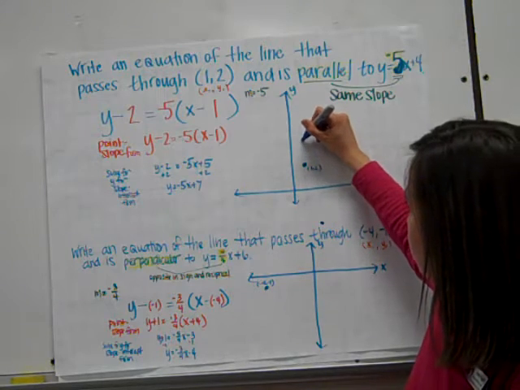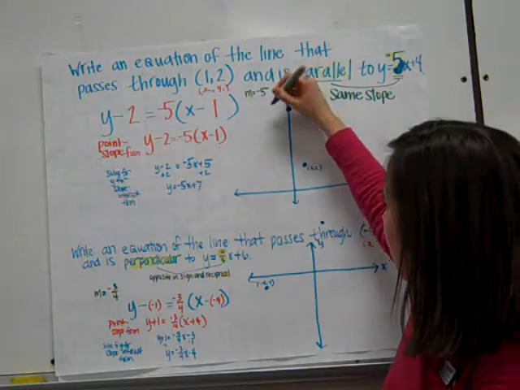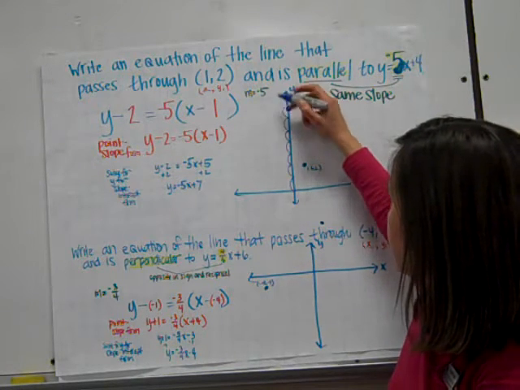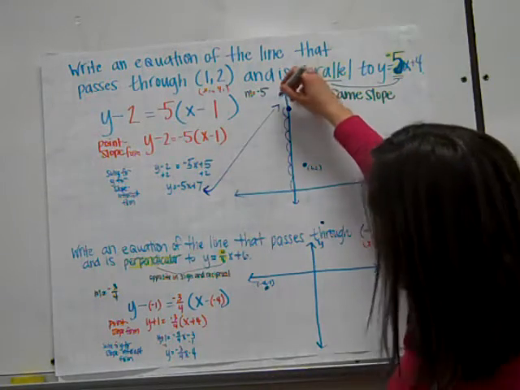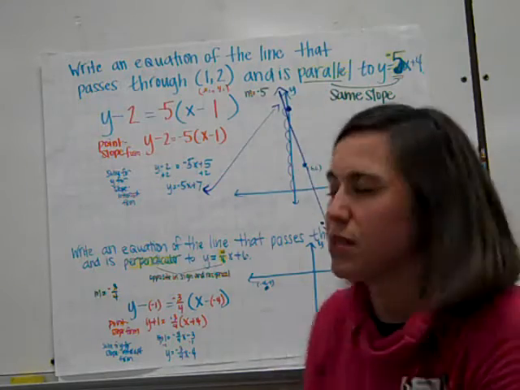Go up 5: 1, 2, 3, 4, 5, and over 1 to the left. And my y-intercept would be 1, 2, 3, 4, 5, 6, 7. And I can check that right here in my rule. And I would go ahead and draw my line using a straight edge, putting arrows in both directions.